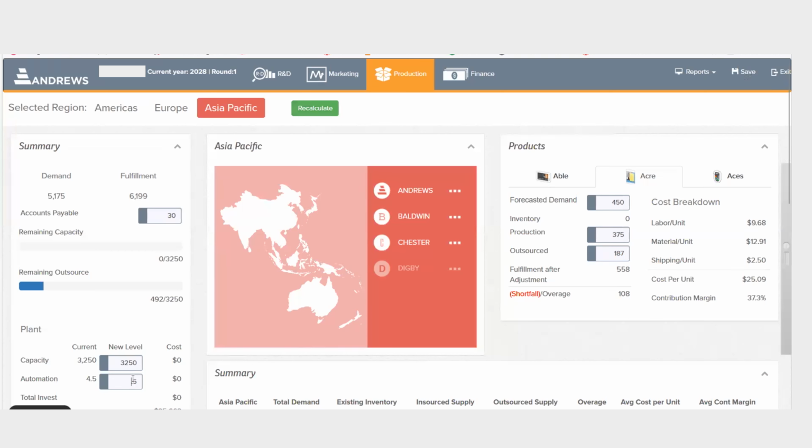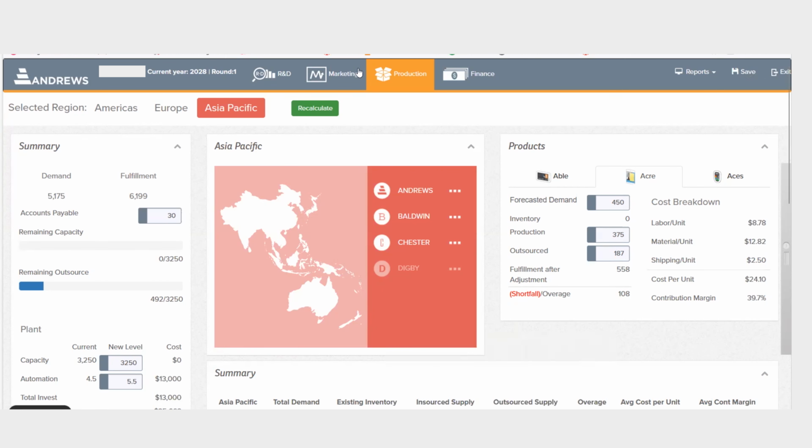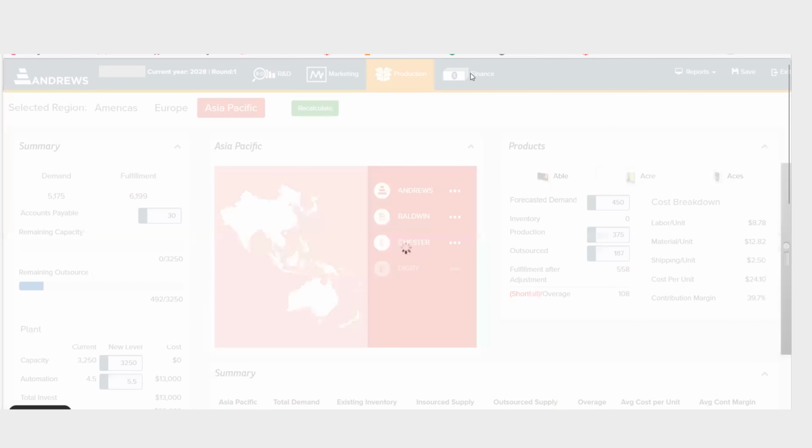We are not able, or we do not have enough capital for us to expand, and that's why you can see capacity will remain the same at 3250, but we are increasing automation to 5.5. And the reason for us to do this is to make sure that we reduce labor cost and maximize the profit that we are going to earn from our production. All right, that's all for production.